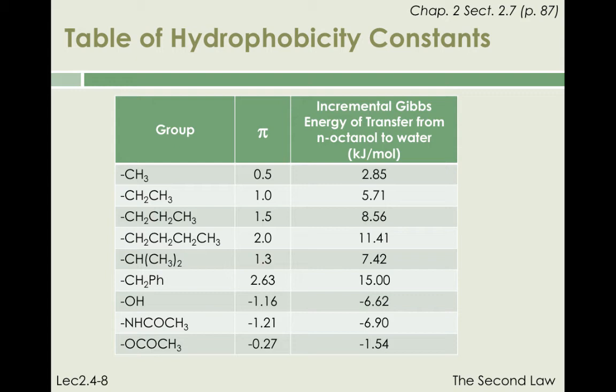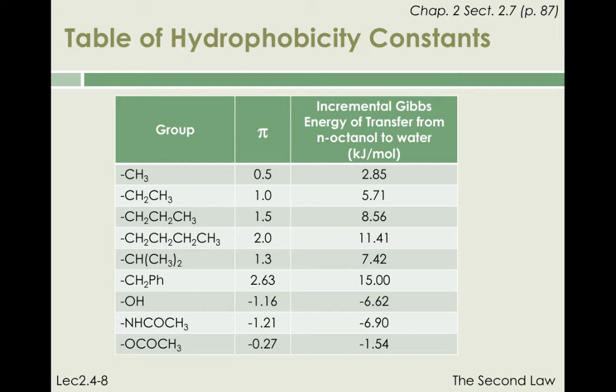The table also shows that more compact, that is, more highly branched alkyl groups, do not raise the hydrophobicity constant as much as linear groups. For example, isopropyl has a hydrophobicity constant of 1.3 compared to 1.5 for n-propyl. This obviously makes sense since isopropyl would have less surface exposed to water than n-propyl.